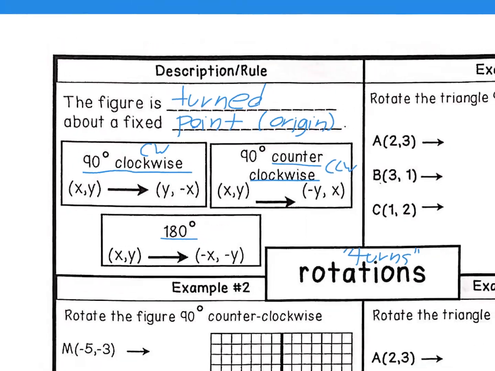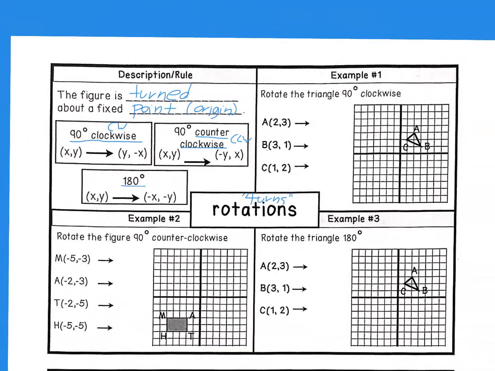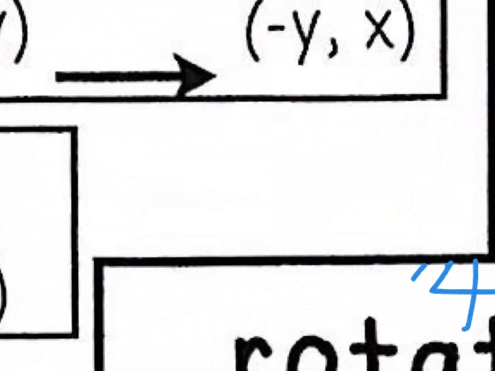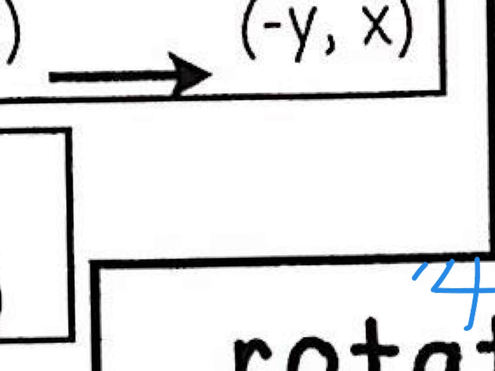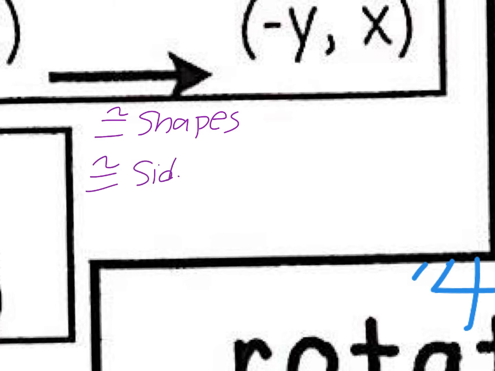Now, important things to note, just like our previous two concepts, with rotations our shapes are not changing, they're just changing position. So we're still going to have congruent shapes. And since the shapes are congruent, that means the corresponding sides are congruent, and the corresponding angles are congruent. Just something to bear in mind.